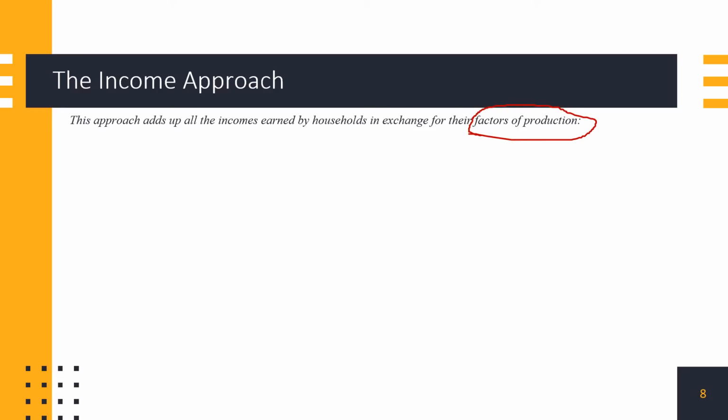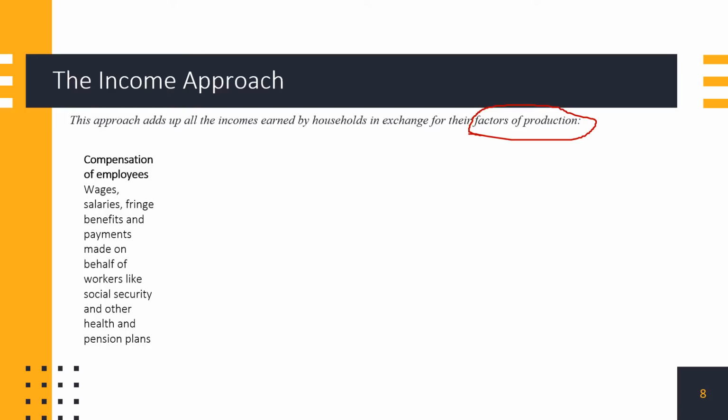Land, labor, capital, entrepreneurship. Those four categories of inputs, or resources, or factors of production, when they contribute to the production of goods and services, will get income in return. That is basically the categories of income that we use in this calculation. Now let's look at them one by one.